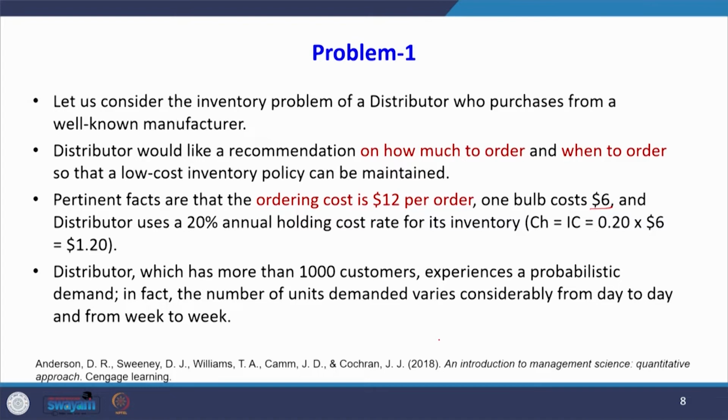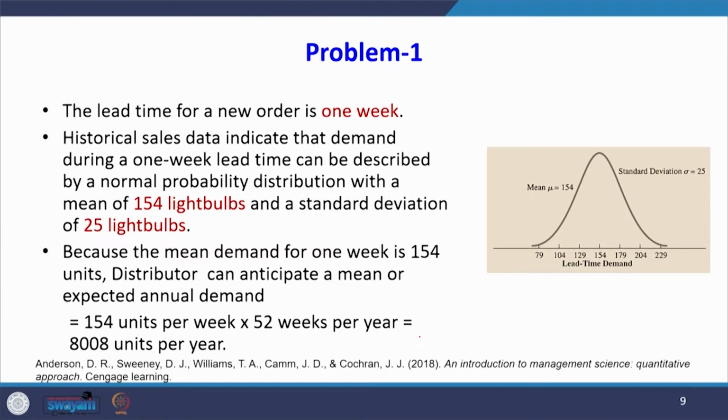The distributor, which has more than 1000 customers, experiences a probabilistic demand. In fact, the number of units demanded varies considerably from day to day and from week to week. The lead time for a new order is 1 week. Historical sales data indicate that the demand during the 1 week lead time can be described by a normal probability distribution with a mean of 154 bulbs and a standard deviation of 25.